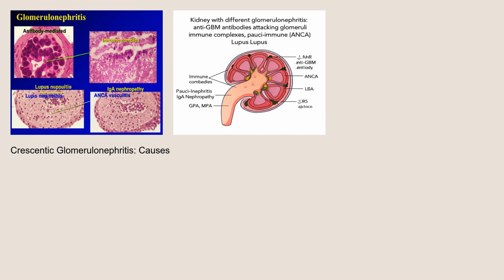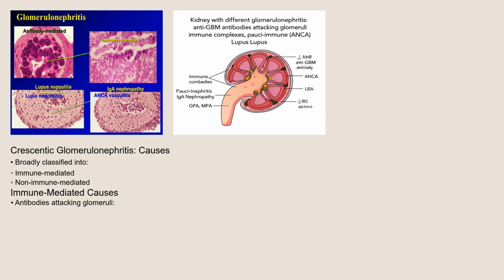So, what causes Crescentic glomerulonephritis? The causes are varied and can be broadly classified into immune-mediated and non-immune-mediated mechanisms. The most common immune-mediated causes involve antibodies attacking the glomeruli. This can occur in several ways. Firstly, anti-glomerular basement membrane, or anti-GBM disease, where antibodies directly target the basement membrane of the glomerulus. Secondly, immune complex-mediated disease, where immune complexes deposit in the glomeruli, triggering inflammation.